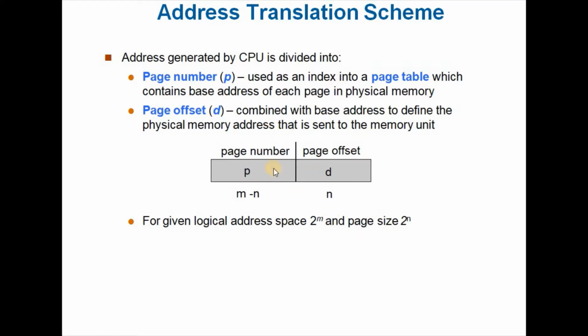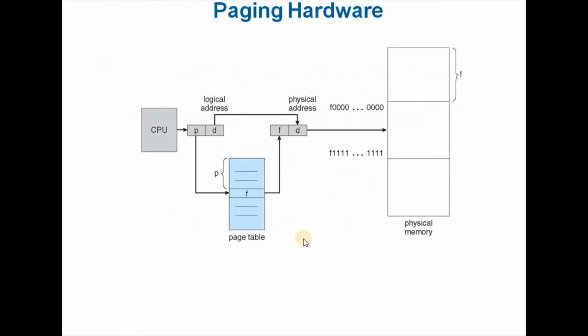Here is a picture. The page number P will be of size M minus N, and the offset or displacement D will be N, for a given logical address space of 2 raised to M and page size of 2 raised to N. So the page size will be 2 raised to N and the address space will be 2 raised to M. We will discuss it with an example.